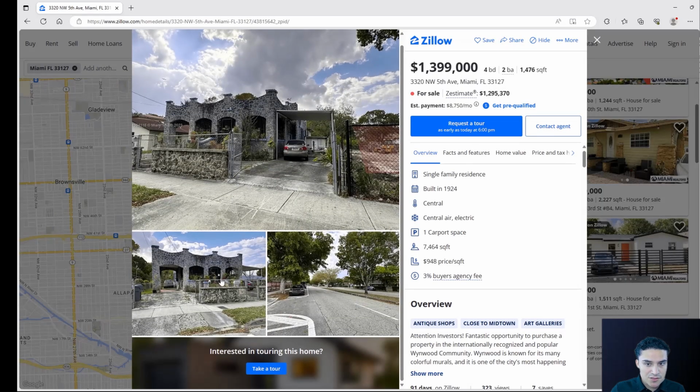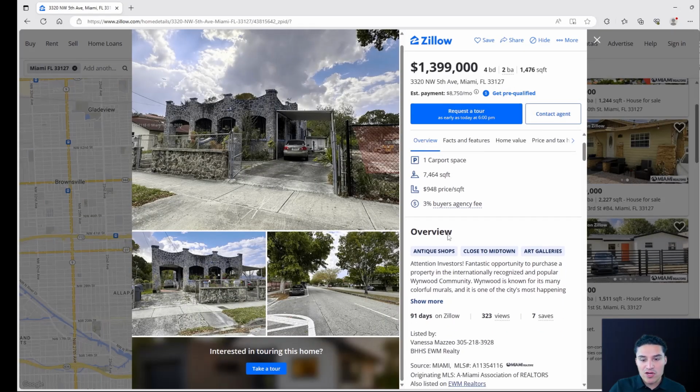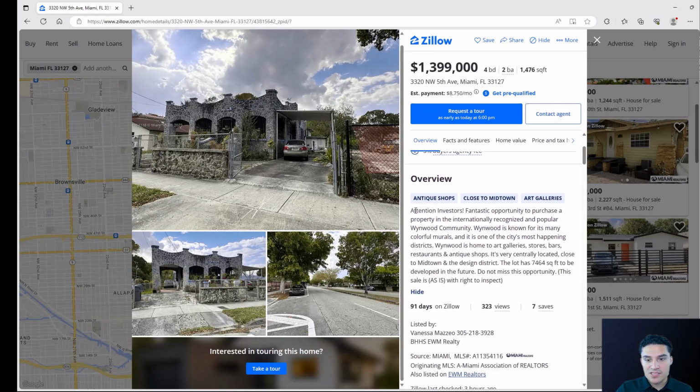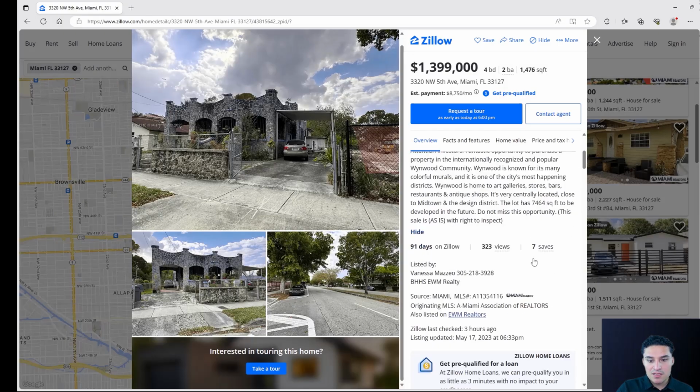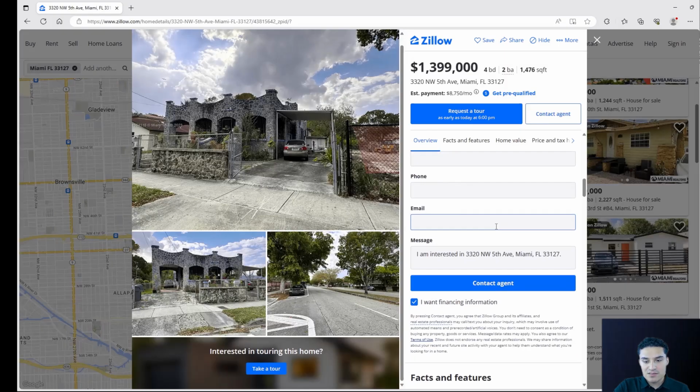Wow, it's just a really old property. I mean, I don't even like the structure of this property. You can tell that it's going to need a lot of work, okay? A lot of potential, okay? Because the area, it's a really good area. They don't have a lot of pictures on here. And look, it says it here. Attention investors, fantastic opportunity to purchase a property in the international recognized popular Wynwood community. So that is a really good community, to be honest. The sale is as is with the right to do an inspection. The inspection is really good because you can determine a better price. Here's the information of the realtor who has it on the market.